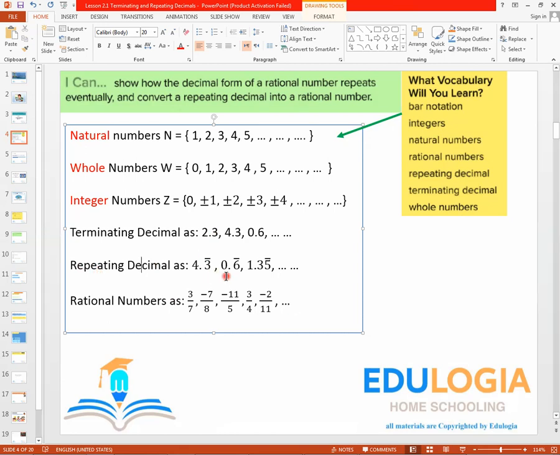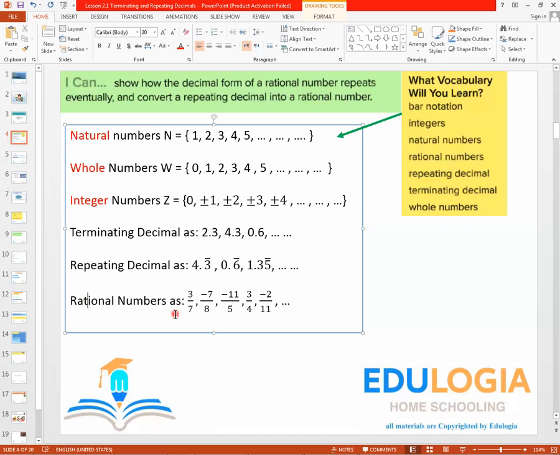For the second one, 0.6, where the 6 is repeated. It means 0.666 until infinity. For the third one, we have 1.35, where only the 5 is repeated. So you can write it as 1.35555, and so on. Just the 5 repeats, only the 5.